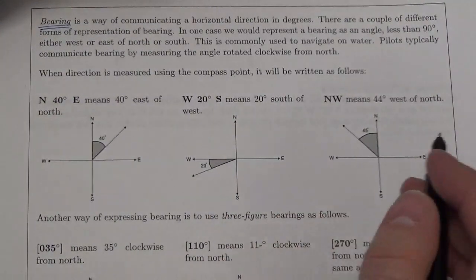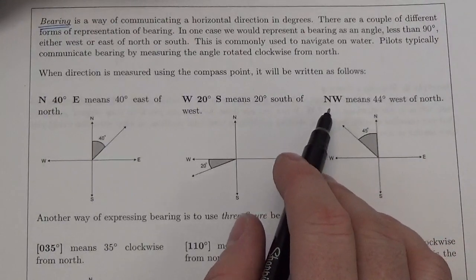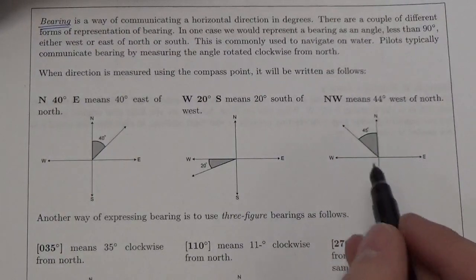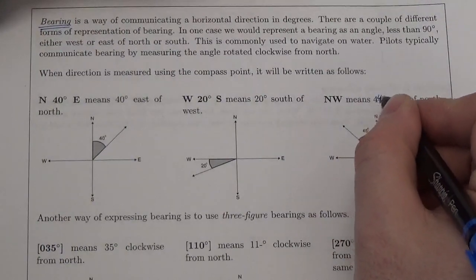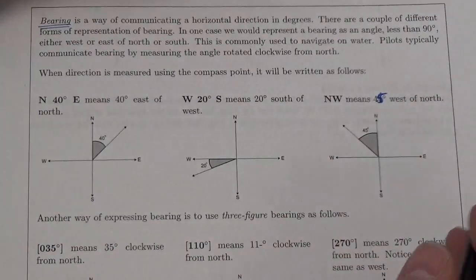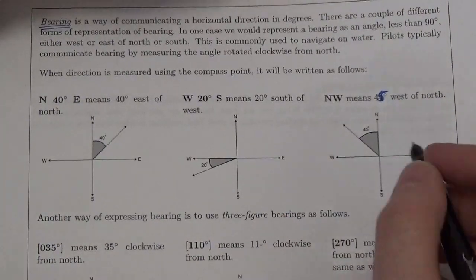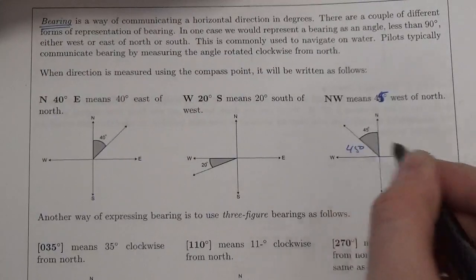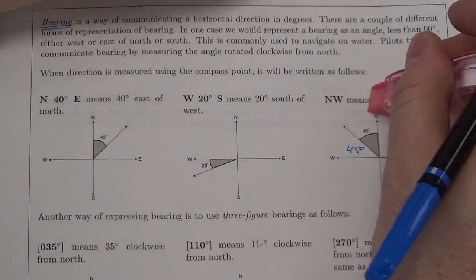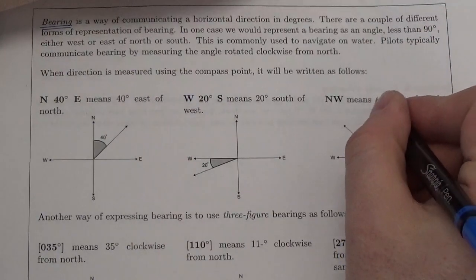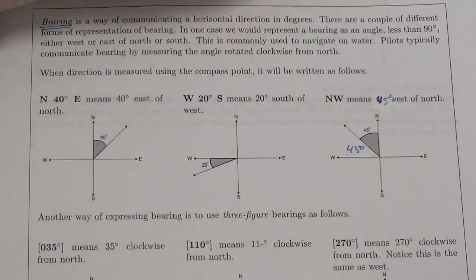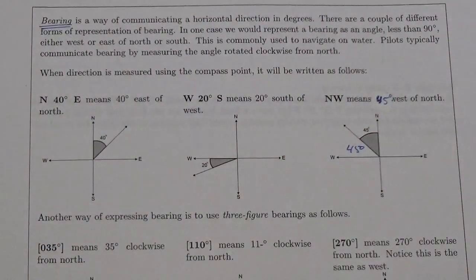There's a little bit of a mistake here. If you ever see something that's northwest, or northeast, southeast, southwest, that means 45 degrees west of north, or 45 degrees north of west, where both of these are 45 degrees. Sorry, I should clean that up, that was just a little typo. So that's one way of doing it.